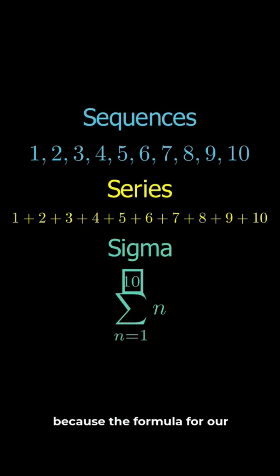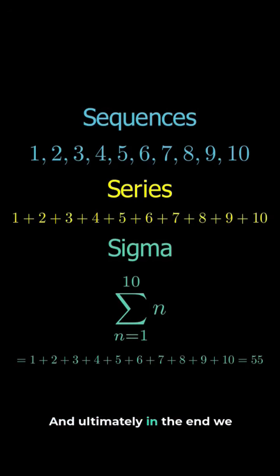And then, of course, because the formula for our sequence is a sub n equal to n, we're going to pass in n as our function or our argument of our summation. And basically, this is going to be calculating this. And ultimately, in the end, we would get a value of 55. But that's just a little overview of the relationship between sequences, series, and sigma notation.